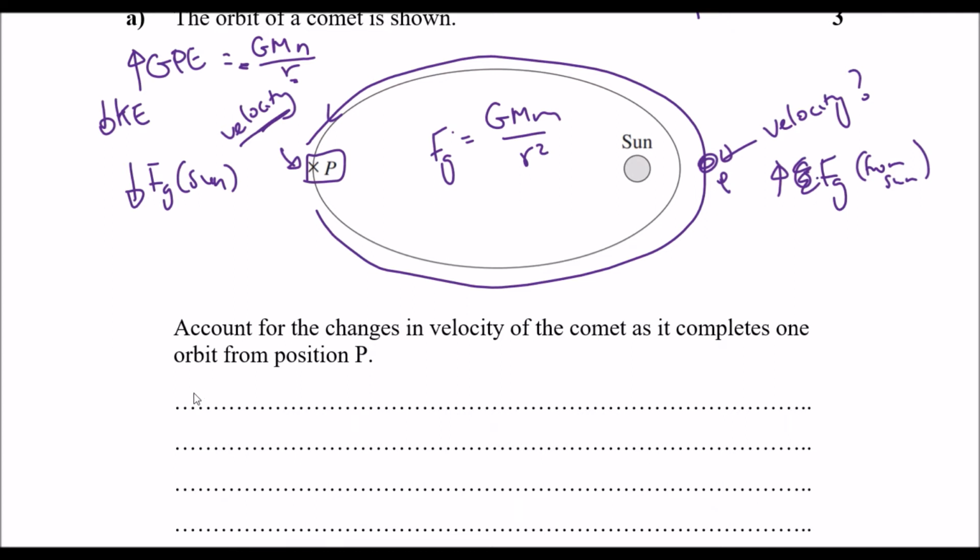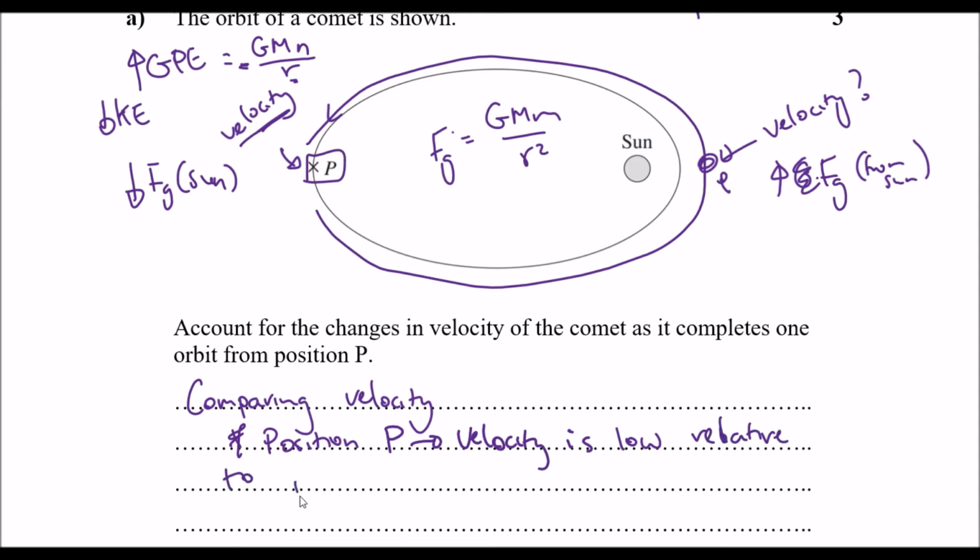So comparing velocity, at position P, velocity is low, okay, relative to position, and I'll just call this position Q. Position Q is at a high velocity.